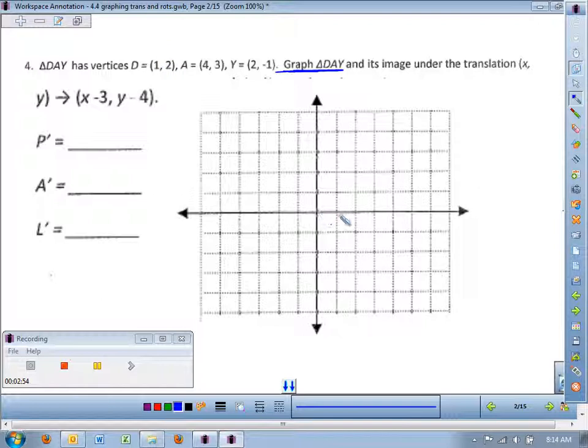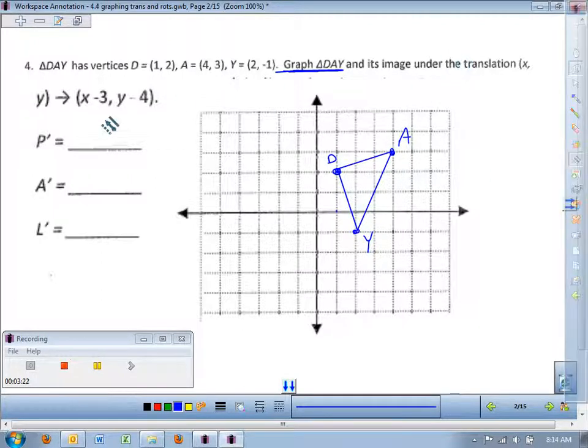D's at 1, 2. Go ahead and label the points as you put them. A is at 4, 3. And Y is at 2, negative 1. Take your straight edge, connect those together in blue for me. Triangle D, A, Y. Rock and roll. That's the original guy. Now let's figure out its image.